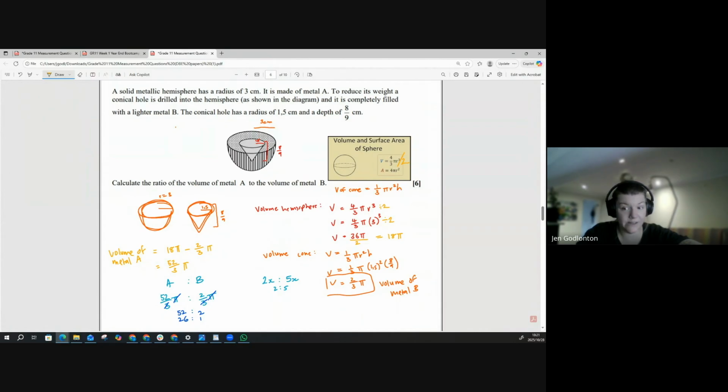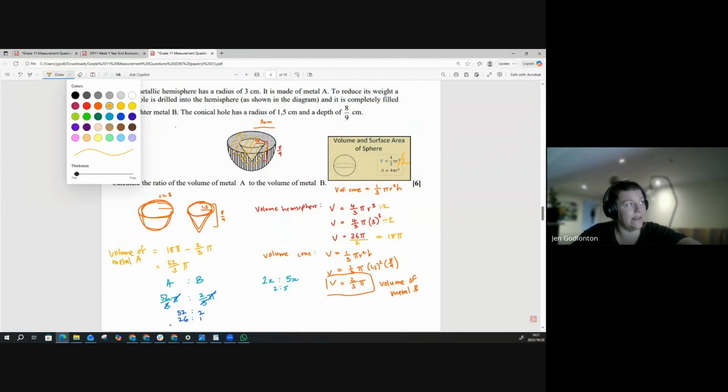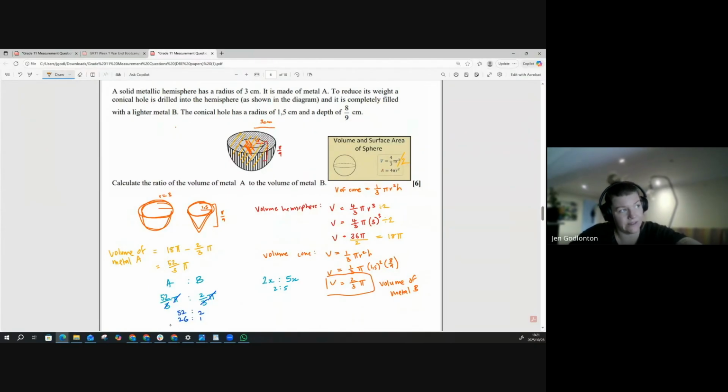Why did I subtract? Because my hemisphere metal is if all of this was metal, right? But I don't want to include the metal that is the cone on the inside. So I'm taking that out of my volume so that the only volume I'm left with is the outside part. So my hemisphere minus the cone, because the cone is going to be a different metal.